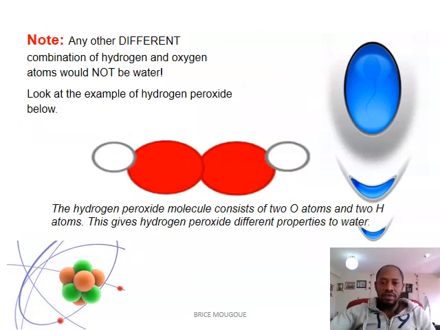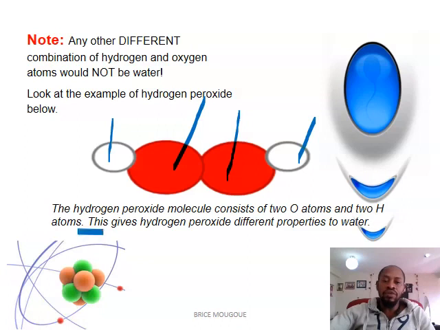We'll see here, for example, we'll still see two hydrogen atoms, but this time instead of one oxygen atom, we have two oxygen atoms. This is the formula, the molecule of hydrogen peroxide.